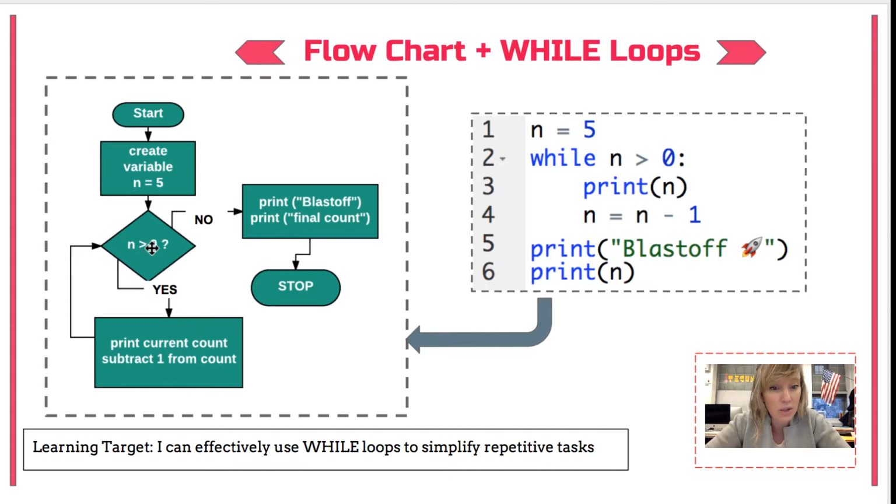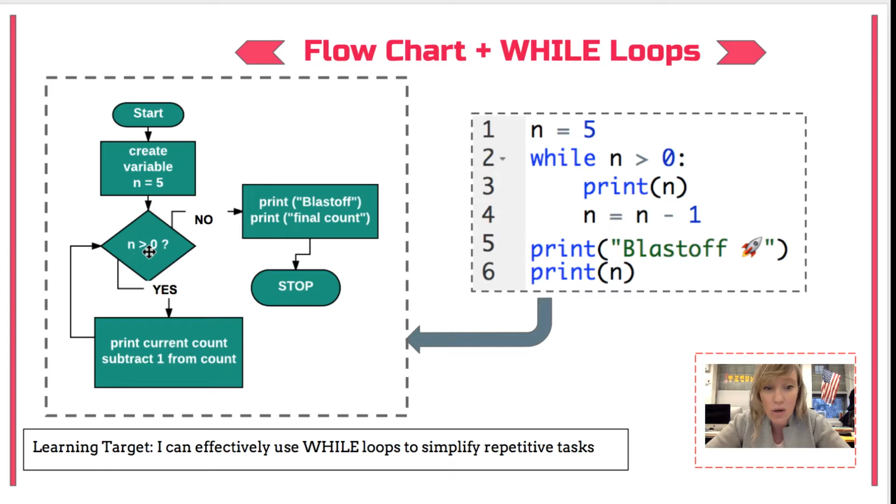If n is greater than 0, that's the yes branch, it goes down here, prints off the current count, and subtracts 1 from the count, and then it checks the condition again. So remember, it executes these two blocks, and then it checks the condition. It keeps doing this until we get to the point where n is 0.